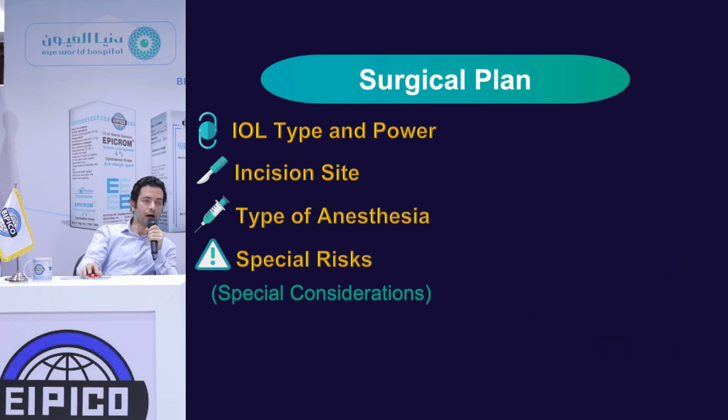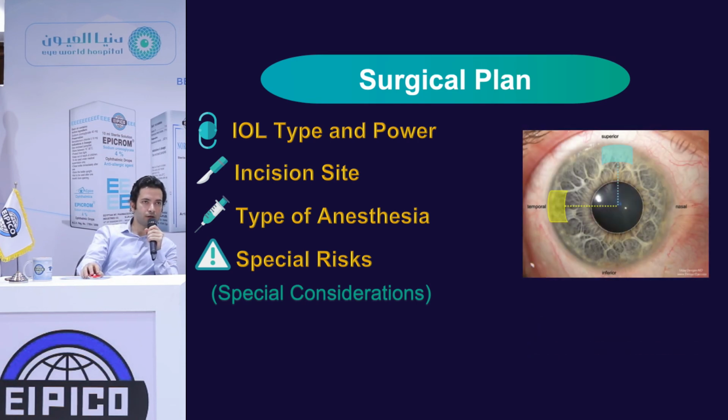Then you should identify what will be your incision site. Should you go for the temporal site, or at what location should you go for the incision? For example, you may go for a temporal incision in case of a shallow orbit, or if there is a deeply sunken eye that makes the classic location difficult. Also, you may consider opening on the steep meridian. So this should be noted before the surgery.